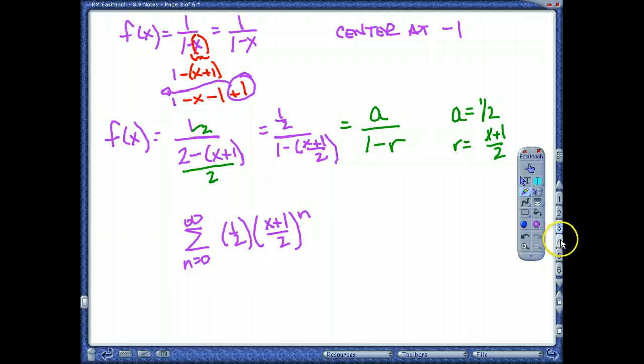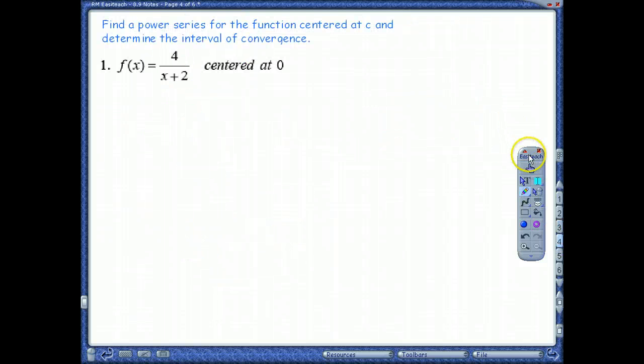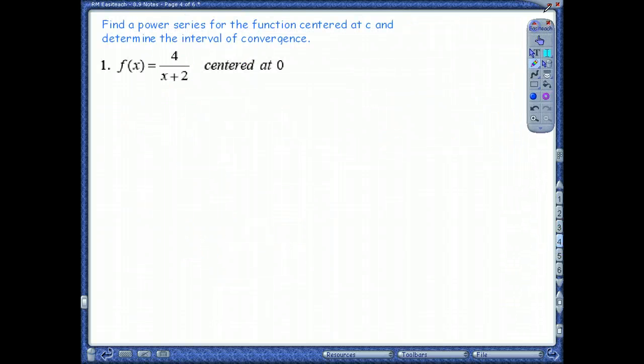Okay, so let's do a couple more examples just so we can see what this is going to do here. We are going to find a power series for this function, centered at 0, and determine the interval of convergence. So we're going to try to get it to look like a divided by 1 minus r, and remember that 1 is very important. Once we do that, we know as long as the absolute value of r is less than 1, we've got ourselves magic.